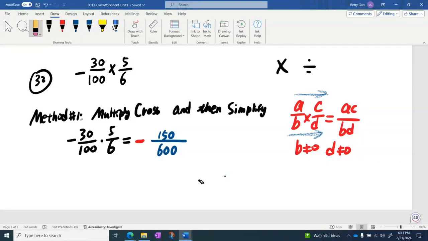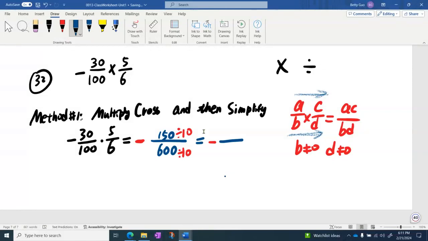Remember, I gave you a few tips, right? How do we know if a number is divisible by 2? By 3, by 9, by 5, by 10? The last one says if the last digit of a number is 0, then the number is divisible by 10. That means both the numerator and the denominator of this fraction are divisible by 10. 10 is a common factor of the top and the bottom, so we can divide both top and bottom by 10.